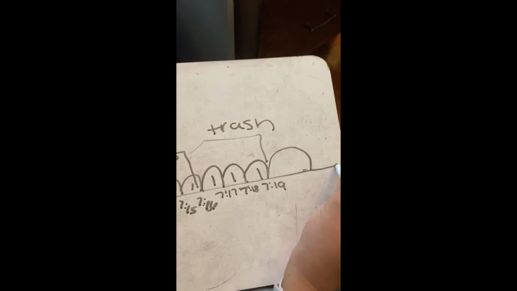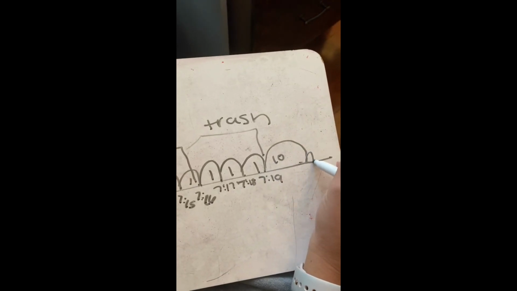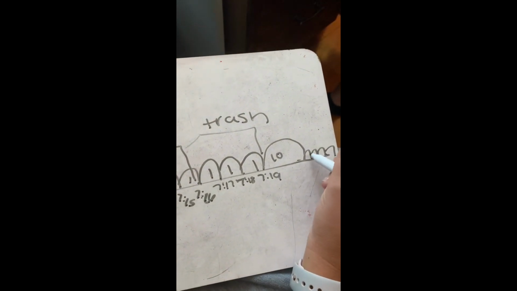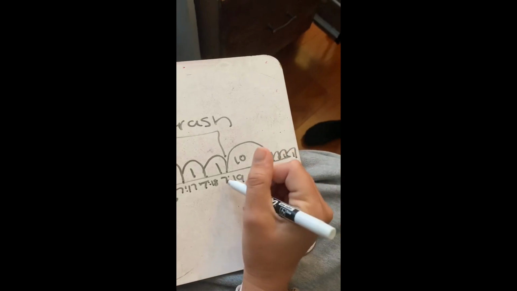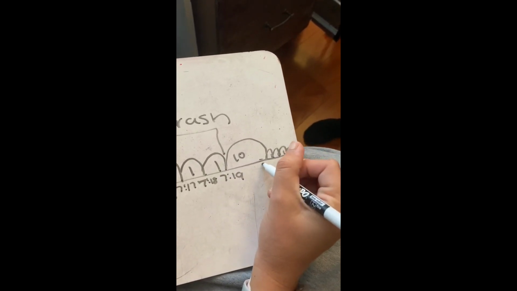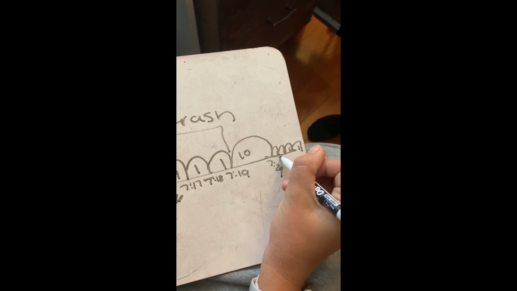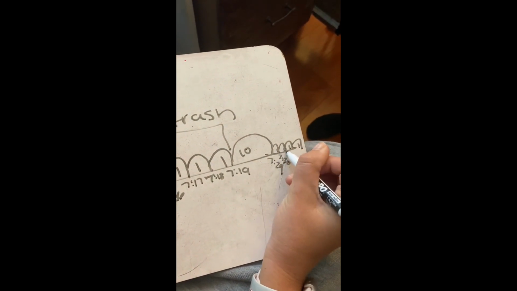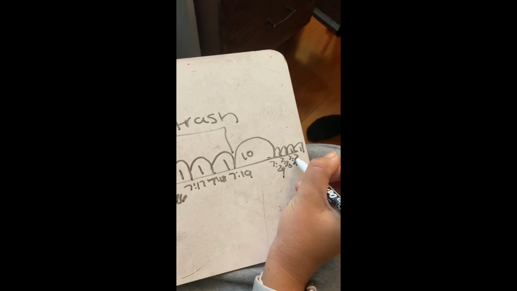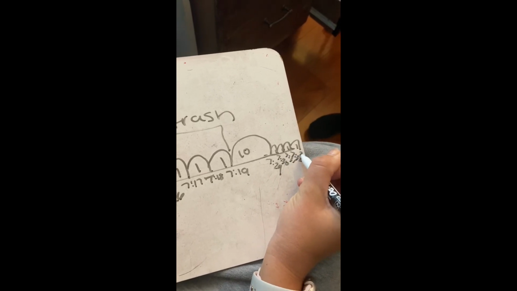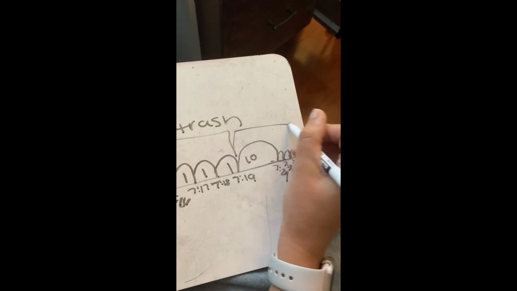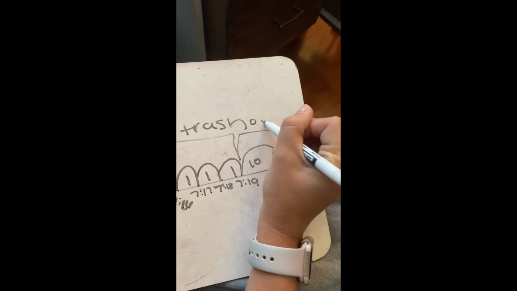So 10 minutes. 11, 12, 13, 14. 7:19 plus 10 is 7:29. 29 plus 1 is 7:30. 7:31, 7:32, 7:33. That is what time she finished organizing.